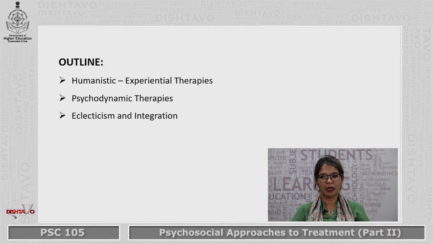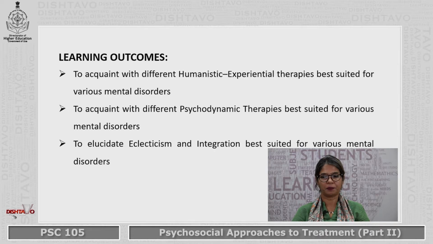The outline of my module is we will be looking at 3 psychosocial approaches to treatment, and in that we will look at humanistic experiential therapies, psychodynamic therapies, and finally eclecticism and integration. At the end of this module, you'll get to understand different humanistic experiential therapies best suited for various mental disorders. You will become acquainted with different psychodynamic therapies best suited for various mental disorders, and you'll elucidate eclecticism and integration best suited for various mental disorders.